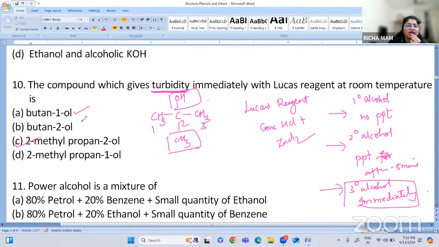Butane 1-ol is a primary alcohol. Butane 2-ol is a secondary, and 2-methyl propane 1-ol is a primary. So the answer is C. Understood? Yes, our answer is C. Shivaruni and Lubna have answered it correct. Very good. Fine. Let us go for the next question.